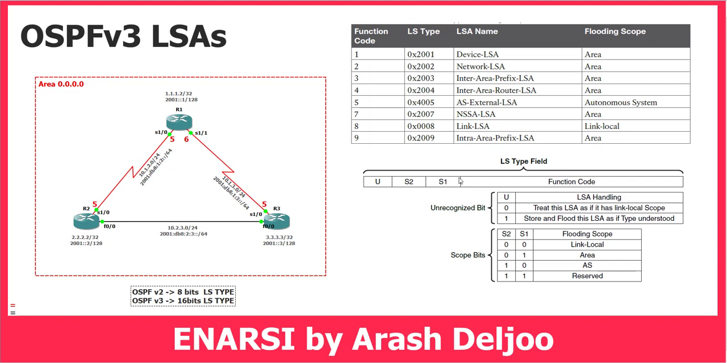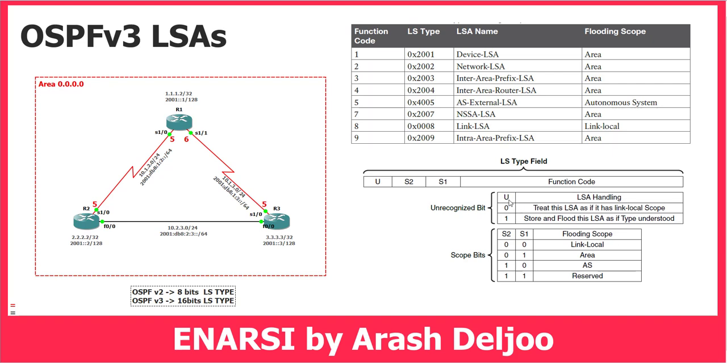Also, this is the LS type field. Here we have 16 bits. First, you should understand the functionality of these 3 bits. After that, we have 13 bits for the function code, and we can talk about all of these bits. First, U-bit. U-bit is the abbreviation of the unrecognized bit, okay? Indicates how a router should handle an LSA if it is unrecognized.